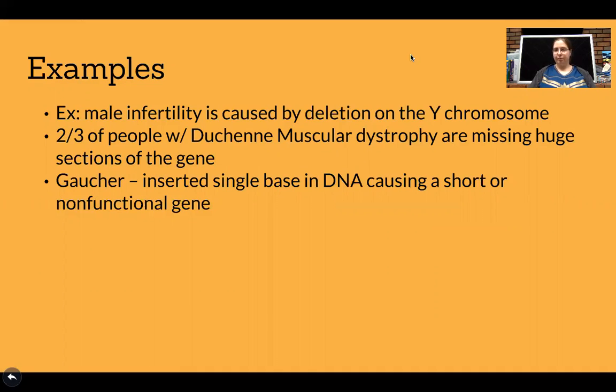Gaucher. That's actually named after a French guy, so it's Gaucher. And there's an inserted single base in DNA. What this causes is a short or non-functional gene. The reason is that by adding that base in, it could lead to a very early stop codon. So that means not as much is being made, which could be why it's short. And since it's so short, there's not enough of it to do any job, so it results in it being non-functional.